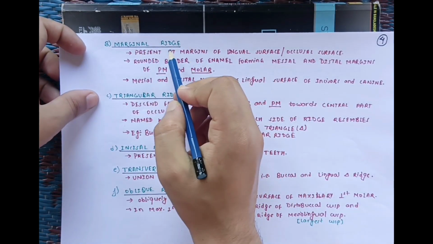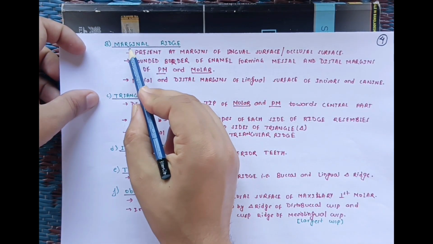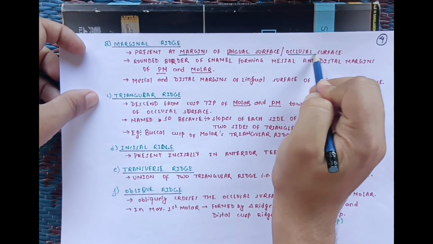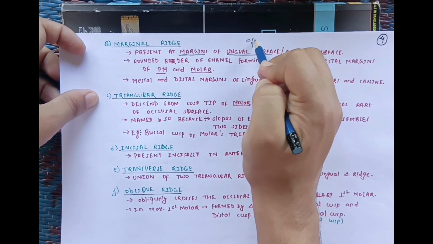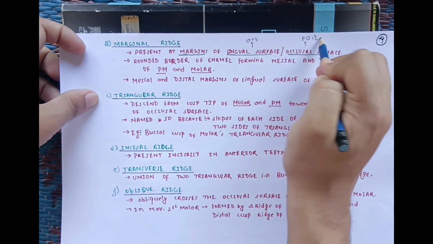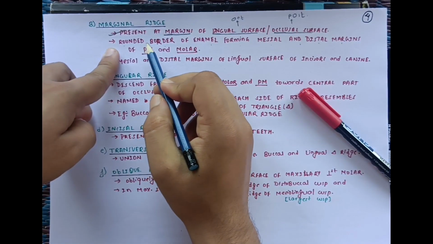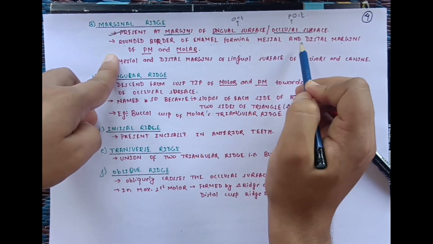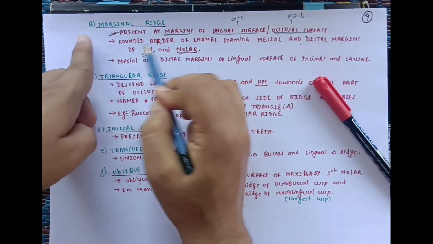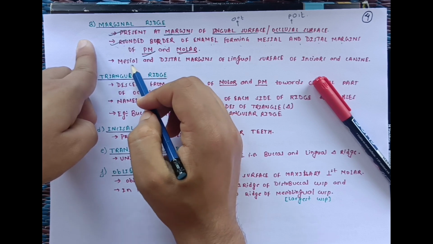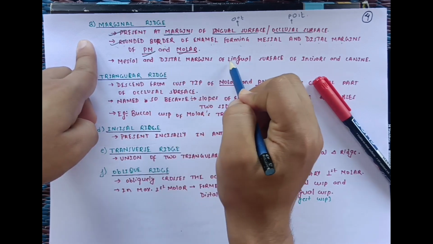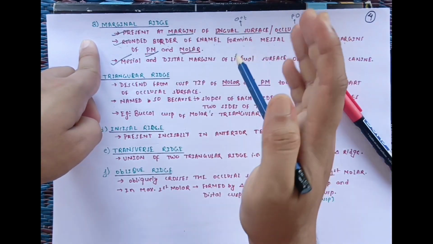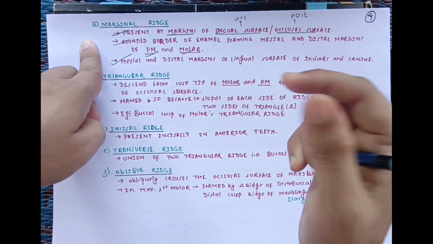Similarly, our second ridge is the marginal ridge. Marginal ridge is present at the margins of the lingual surface in anterior teeth and the occlusal surface in posterior teeth. As written here, they are the rounded borders of the enamel forming the mesial and distal margins of the premolars and the molars. Similarly, they form the mesial and distal margins of the lingual surface of the incisor and canine. So marginal ridge is just a ridge that is present at the margins of the tooth.